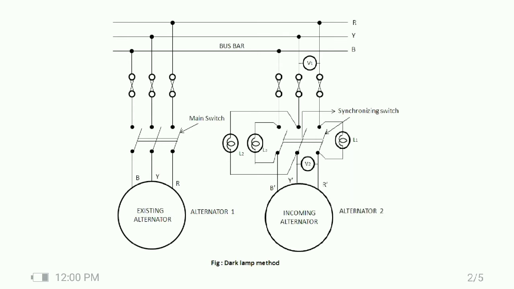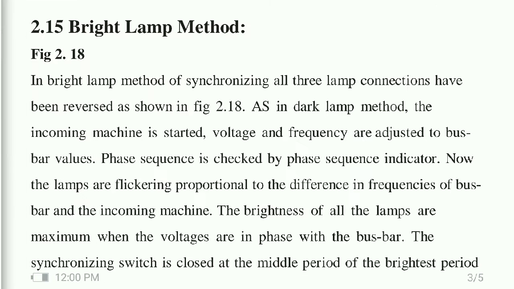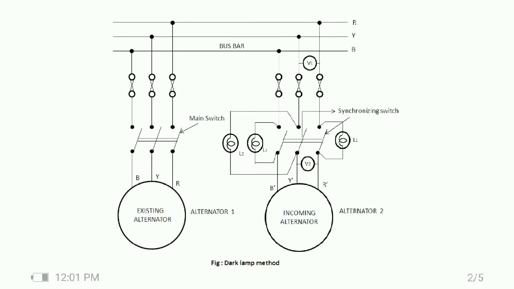In order to connect your incoming alternator to your busbar, we have to ensure that the voltages shown in voltmeters V1 and V2 should be the same, and the lamps that are connected to each phase of your incoming alternator lines should glow dark at the same time, and the synchronizing switch should be closed only at the middle time of your dark period.